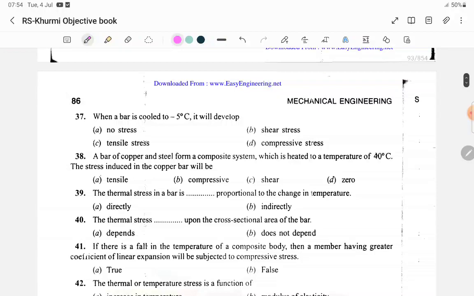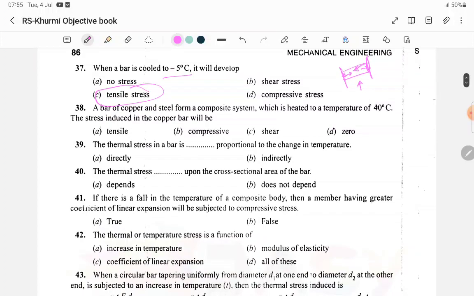When a bar is cooled by minus 5 degrees centigrade, it will develop tensile stress. See, this is the fixed bar. Now it is heated. What will happen? It will expand and hit the walls, so a compressive force will be applied on these walls. Whenever you cool, it will contract, so what will happen? It will apply the tensile force.